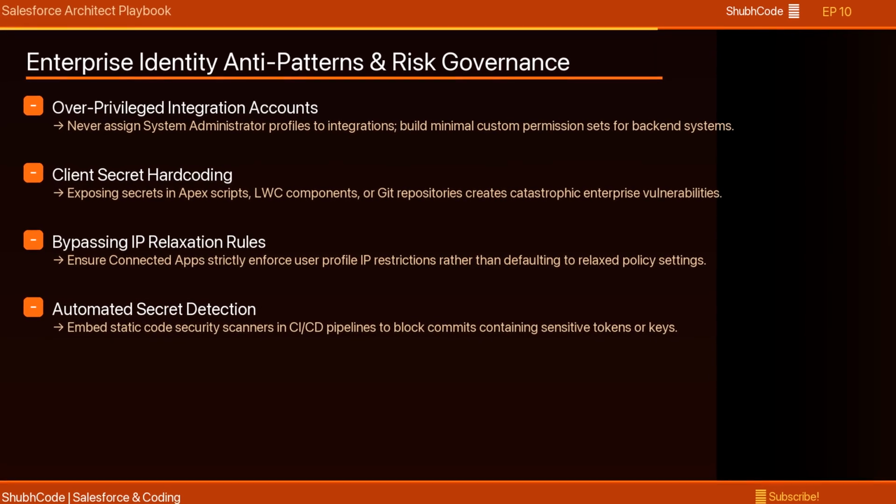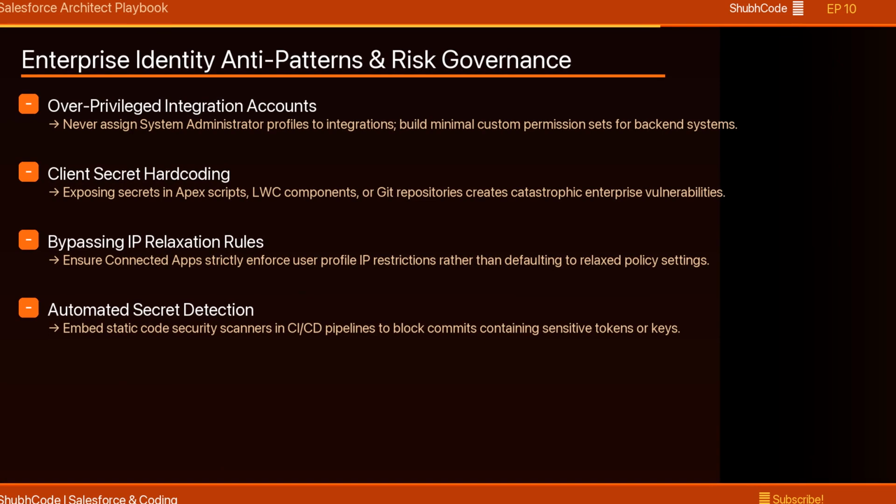A frequent failure mode in enterprise architecture is utilizing generic system administrator profiles for integration service accounts, which violates the principle of least privilege. Another severe anti-pattern is hard-coding client secrets in Apex callouts or client-side JavaScript code, exposing secrets in debug logs and version control repositories. Additionally, failing to configure IP relaxation to enforce IP restrictions in connected apps bypasses network boundary protections established at the profile level. Architects must enforce automated static code analysis and credential scanning in CI/CD pipelines to prevent secret exposure.